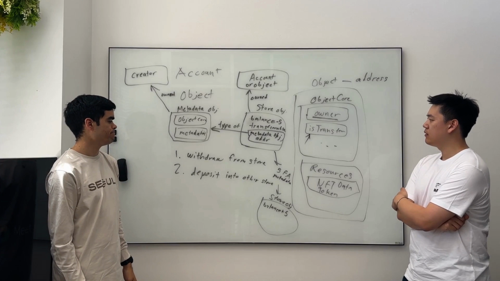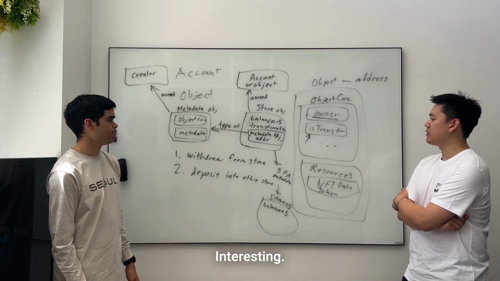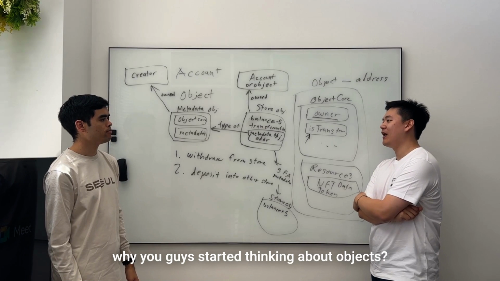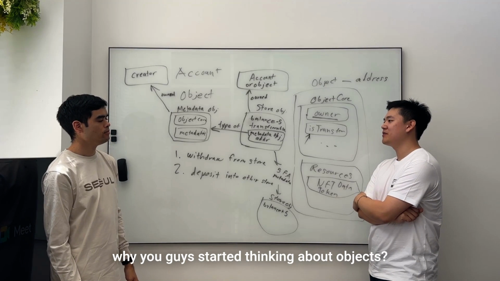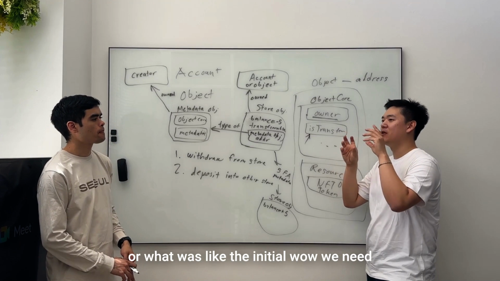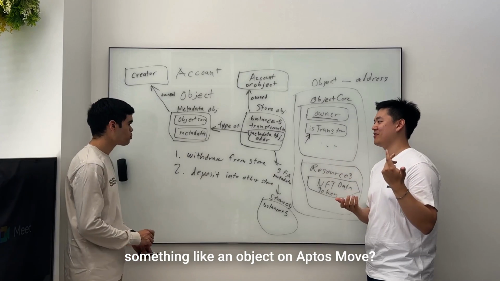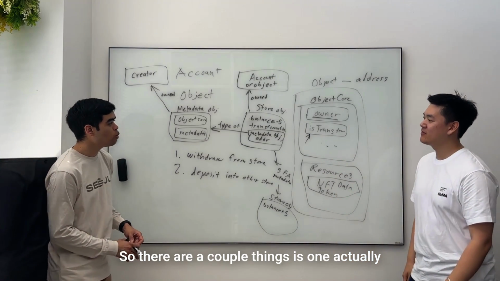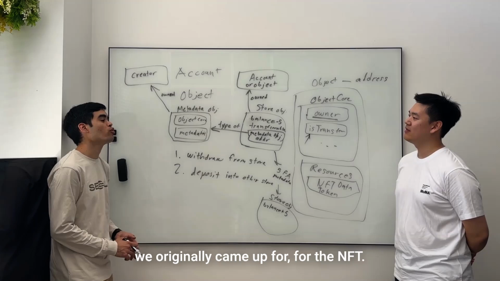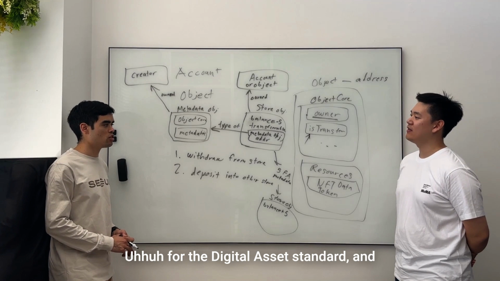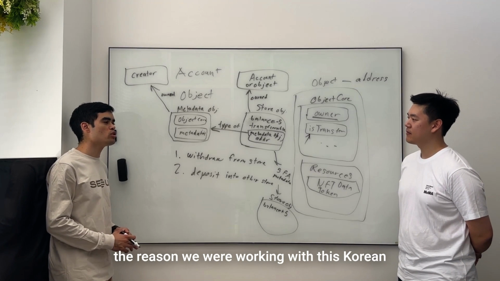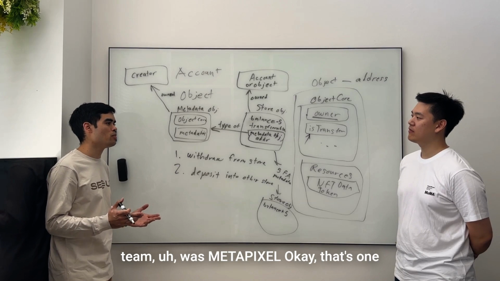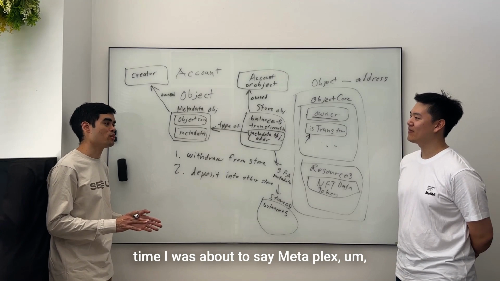Amazing. Got it. Interesting. So was fungible asset one of the reasons why you guys started thinking about objects? Or what was the initial, wow, we need something like an object on Aptos Move? So there are a couple things. One, actually, we originally came up with it for the NFT, for the digital asset standard. And the reason we were working with this Korean team was Metapixel. Once upon a time. I was about to say Metaplex.